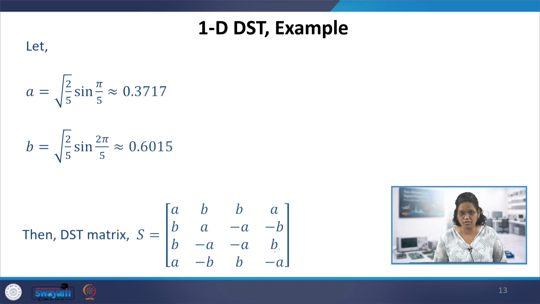This is the kernel matrix now for n equal to 4, which has A, B, B, A, B, A minus B and so on. So these are the A and B values. Now we have this DST matrix and then multiply this with X. Like what we do in the 1D DFT, we have this two-dimensional factor matrix and then multiply the sequence and get it to the transform domain.